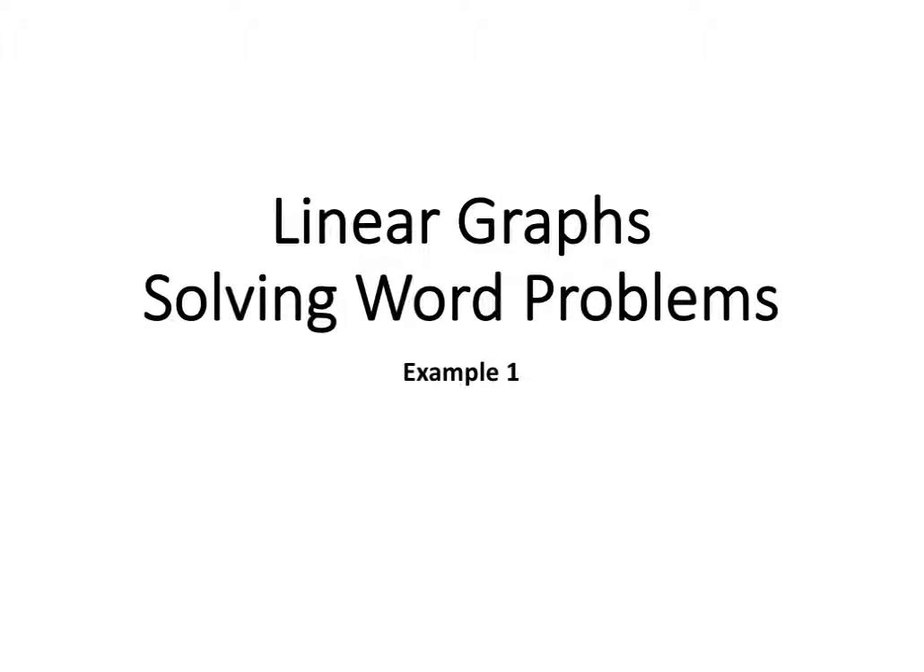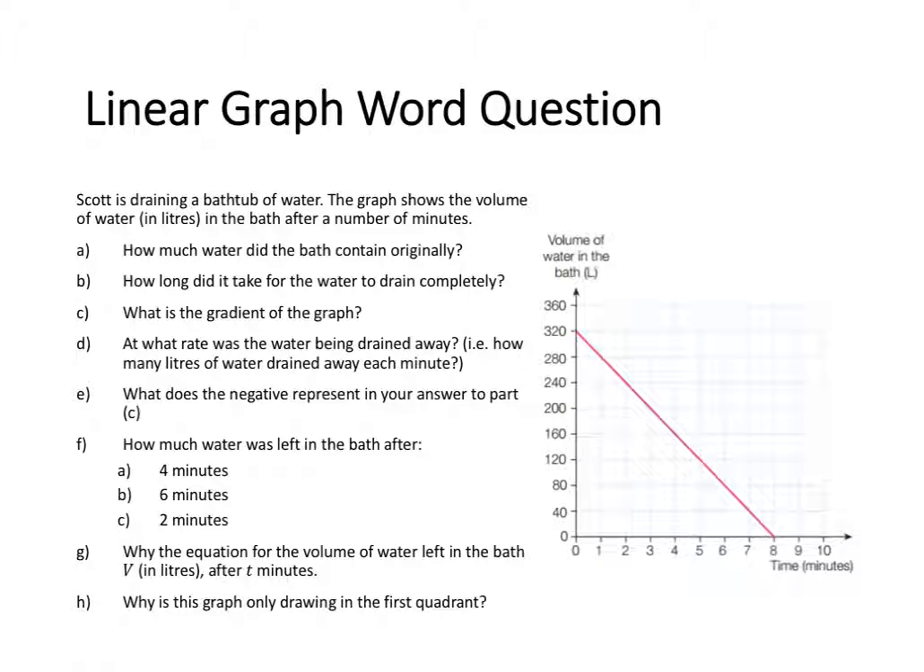In this video, we're going to have a look at how we solve a word problem that involves linear graphs and linear relationships. Scott is draining a bathtub of water. The graph shows the volume of water in litres in the bath after a number of minutes. We have been provided with a graph that goes from 0 minutes to 10 minutes, starting at 320 litres and draining down to 0. We want to use that graph to answer a series of questions. So let's have a look at how we complete this.